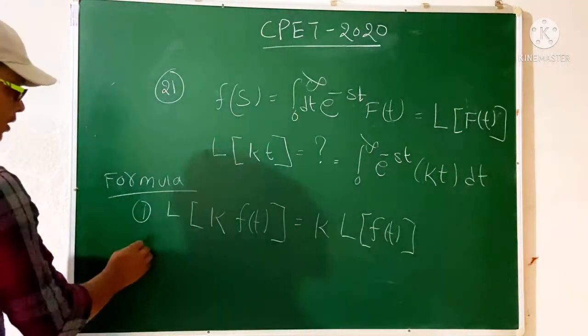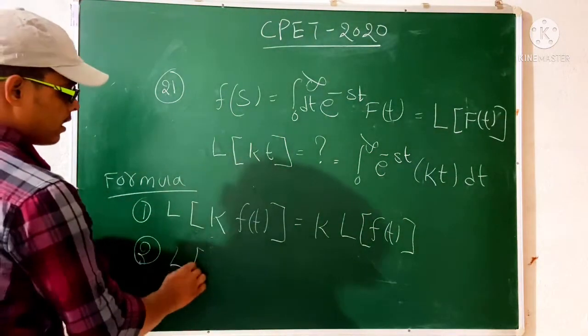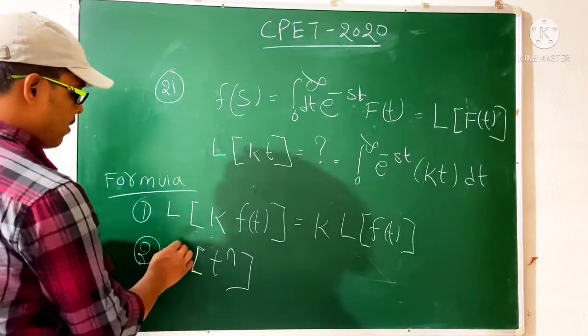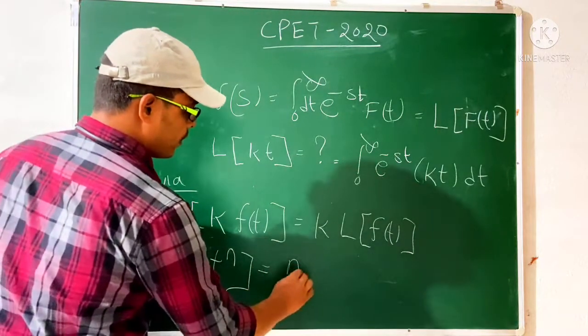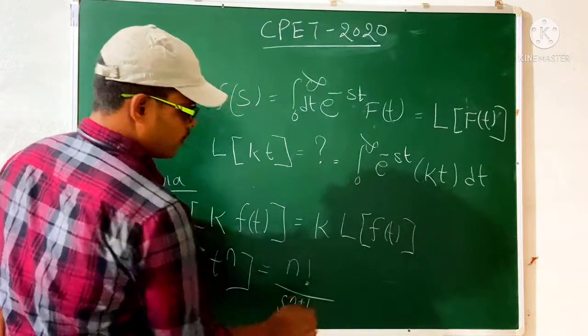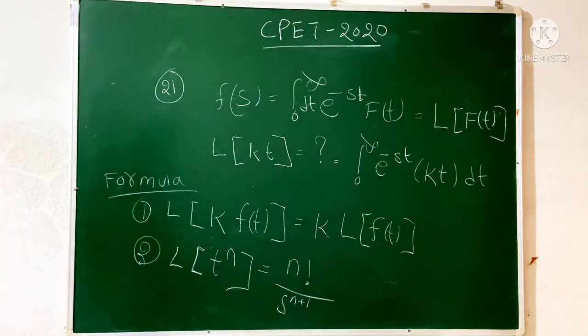And what is the second formula? The second formula is that Laplace transform of t to the power n equal to n factorial divided by s to the power n plus 1. So remember, this is also another technique.